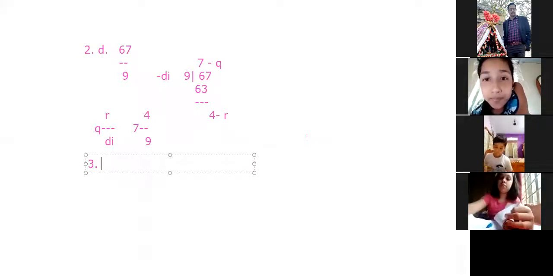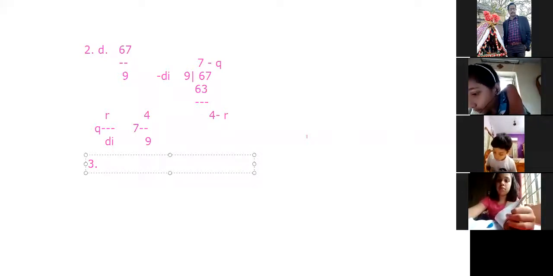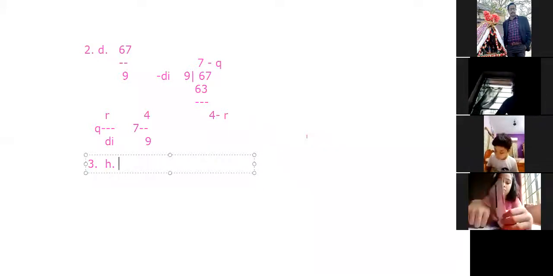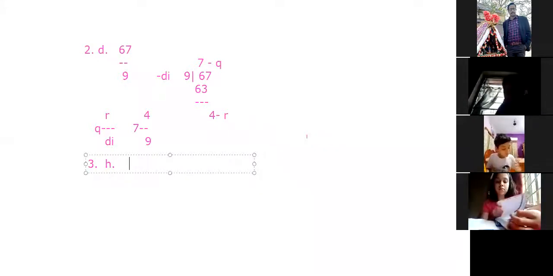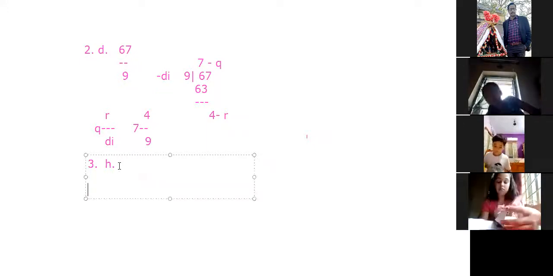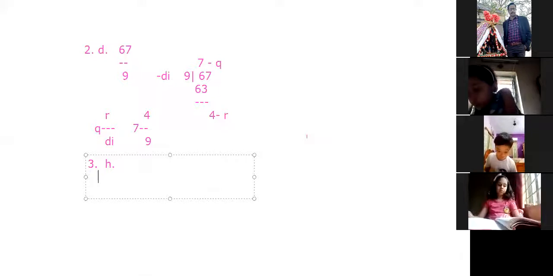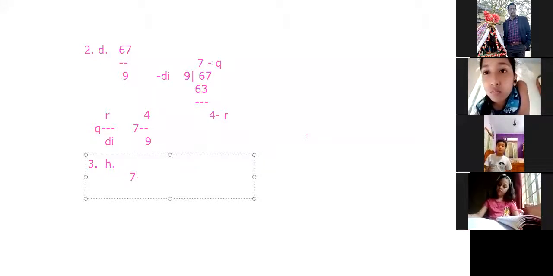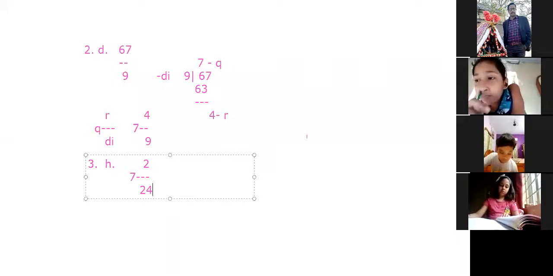I'm going to question number 3, and let me take out the number H. If you watch carefully, you will find the numbers are given. I'm coming down to write the number properly. So we'll write 7 whole and 2 by 24. So this is 24. When we get this one, what is the formula?